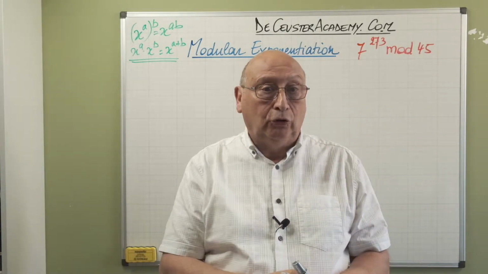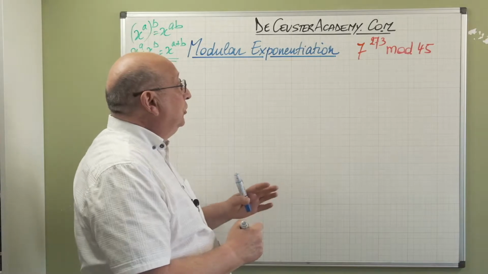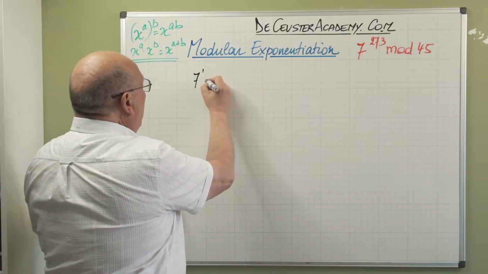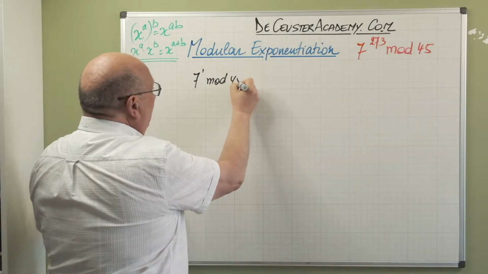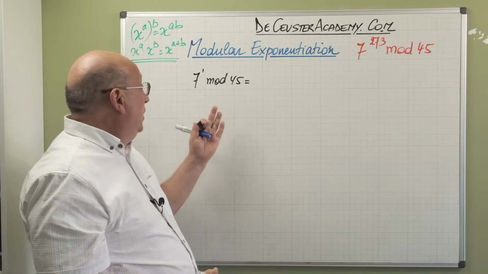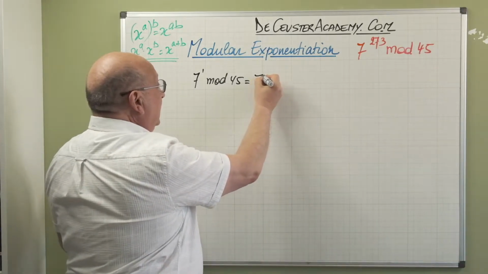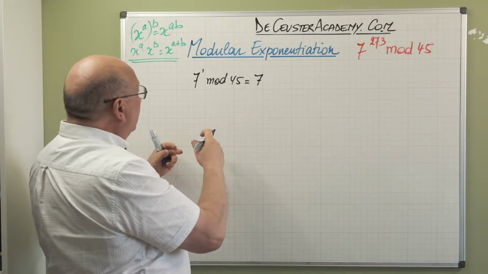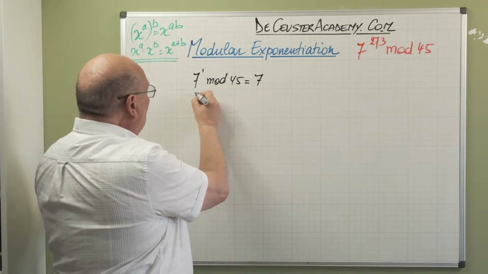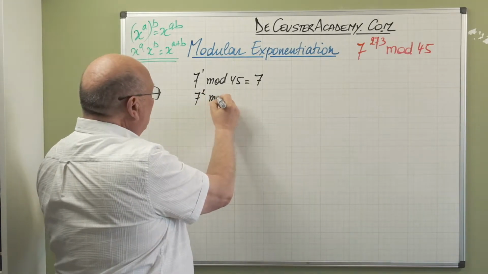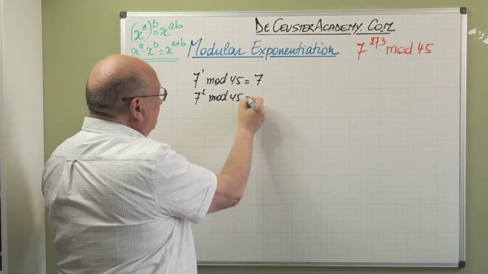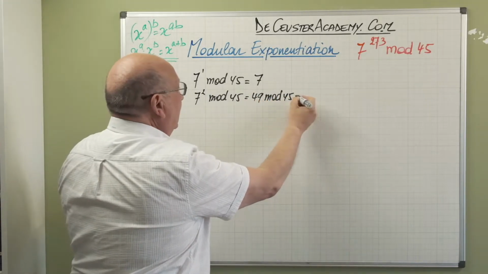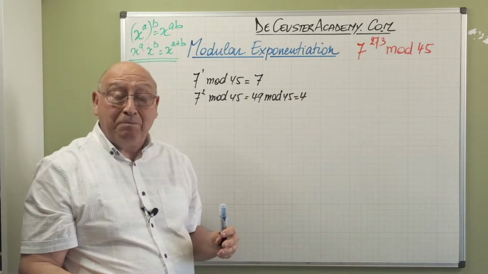Now what are we going to do here? First we start with the exponents, and we take the first one, which is 7 to the power 1 modulus 45. Well, this is very simple because 7 modulus 45 is 7. Now we are going to double those exponents, and we will see that they grow exponentially. So we have 7 squared modulus 45, which is 49 modulus 45, which is in fact 4.